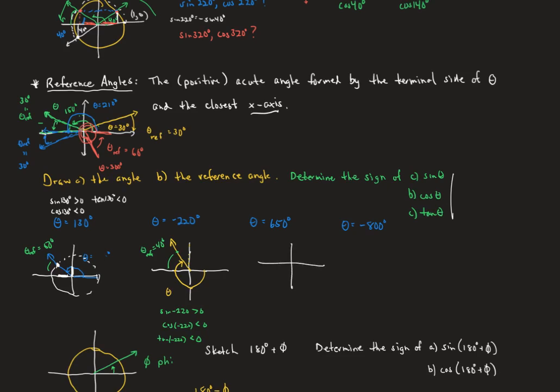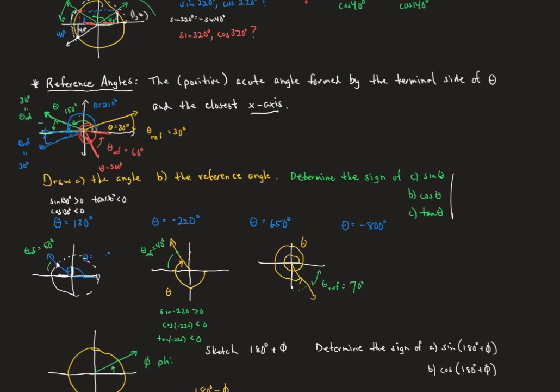650. So let's see. If we go positive 650, there's 360. 360 plus 90 is 450, plus another 90 is 540, plus another 90 is 630, and another 20 is going to take us to 650. So there's our angle theta. Our reference angle is going to be to the nearest x-axis. It's always going to be positive. It's always going to be acute. Since I said this much was 20, I think that's going to make that be 70.